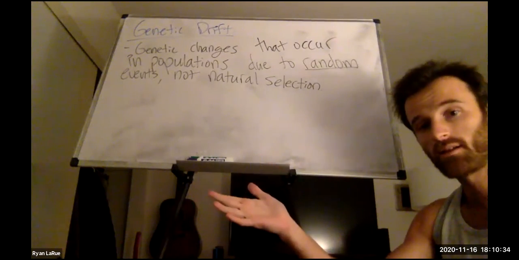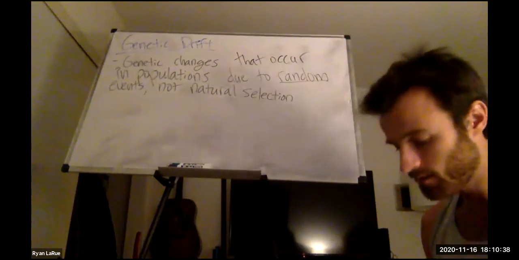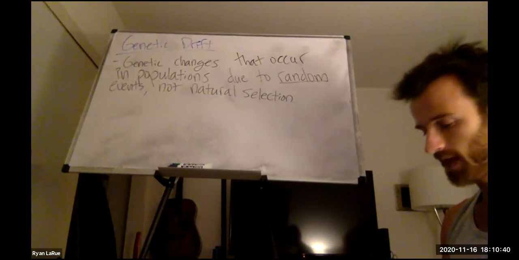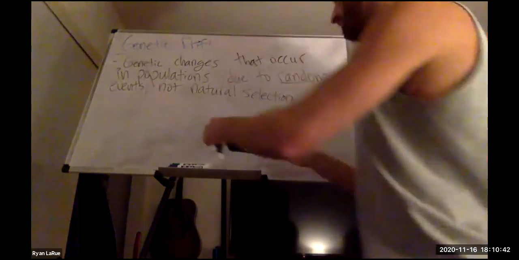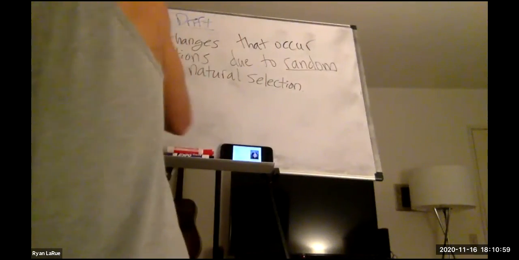Now, how could that be? There's two famous mechanisms for it. The first is called the founder effect. So let me get my notes. First is called the founder effect. Actually, let's do blue. I'm going to do blue because this is all genetic drift. Blue is genetic drift. So founder effect.